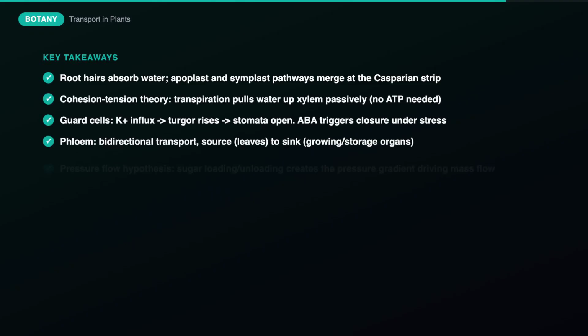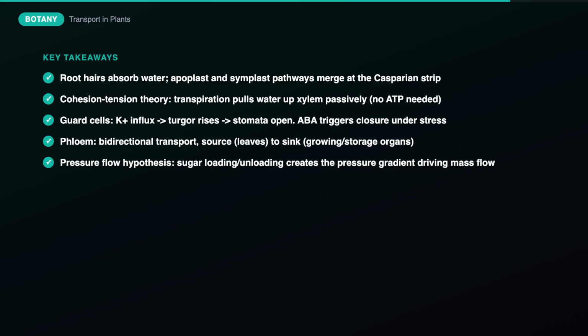Water enters through root hairs and crosses the root via apoplast or symplast pathways, both forced through the endodermis at the Casparian strip. The cohesion tension theory explains how transpiration pulls water up the xylem passively, relying on water's cohesion and adhesion properties. Guard cells regulate stomatal opening via turgor pressure changes driven by potassium ion movement, balancing transpiration's benefits against water loss. And phloem translocates sugars bidirectionally from source to sink, driven by a pressure gradient created by active sugar loading and unloading, as explained by the pressure flow hypothesis.